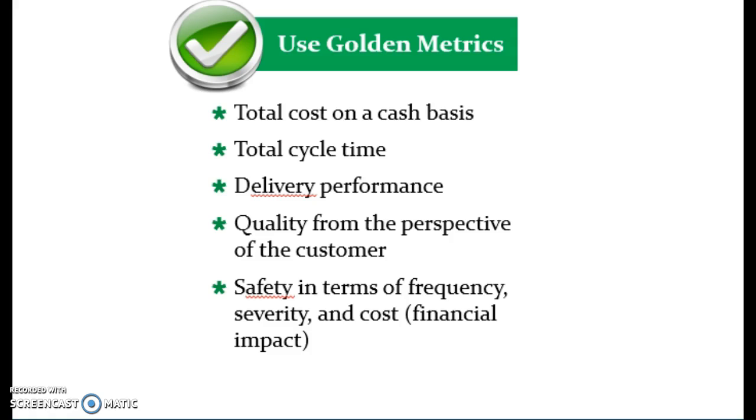Delivery performance. Delivery performance is the percentage of customer orders shipped when the customer requested them to be shipped. Quality. The definition of quality will vary by company, but it must focus on quality from the perspective of the customer. And last, of course, is safety. The standard metrics of accident, incident frequency, severity, and cost are important to monitor with continuous improvement, i.e. reduction, as the goal.